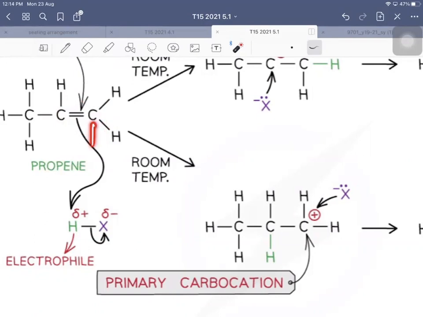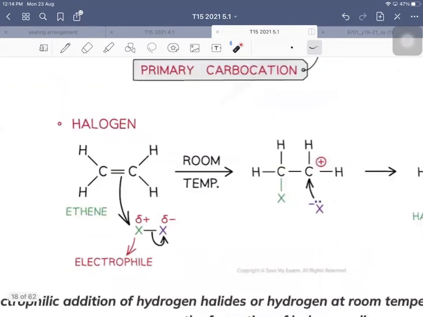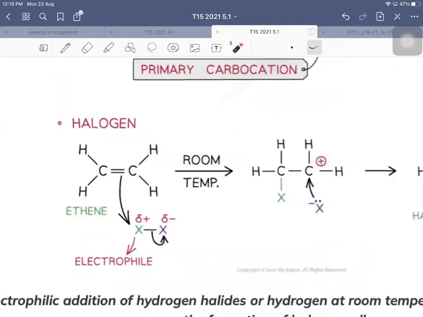Same case if you react your alkenes with halogens instead of hydrogen halides. Halogens exist as diatomic molecules, F2, Cl2, Br2, I2. So naturally, you will be adding two halogen atoms across the double bond.